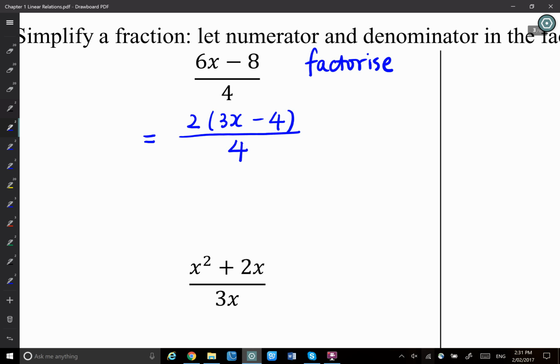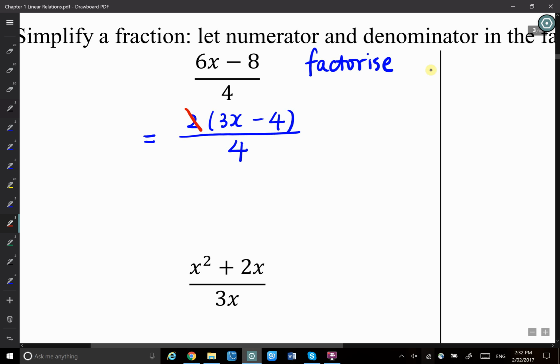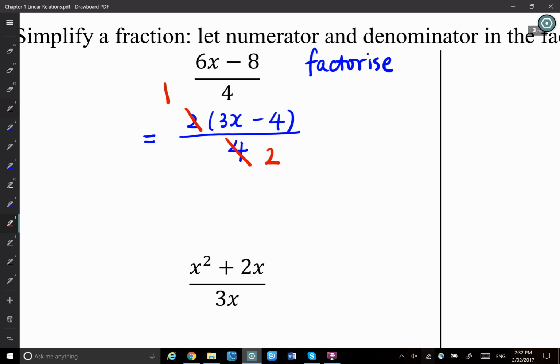If I do something to this 2, for example I want to cancel the 2, or I want to times 3 on it, I do it to both terms. Now I have 2 and 4, and I can think about whether we have anything in common. 2 and 4, we have 2 in common. So I can cancel this 2 and this 4 as 1 and 2. I cancel that 2 because it belongs to both the first term and the second term.